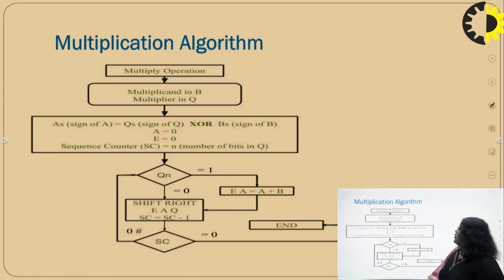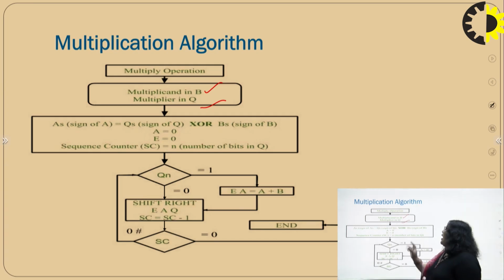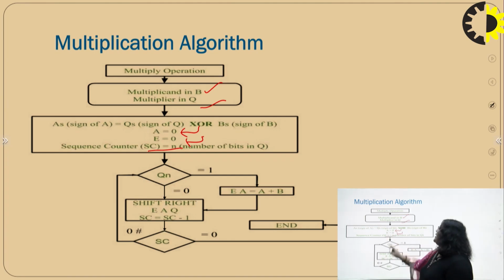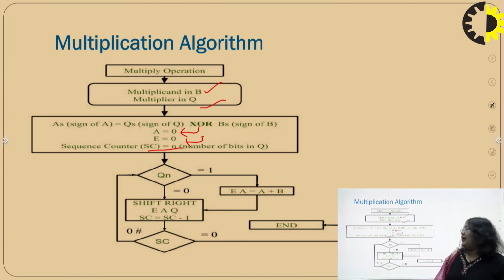Now, this is the flow chart. In the multiplication, there are two things, the multiplicand and the multiplier. So, we always say the multiplicand is in B and the multiplier is in Q. In the initial stage, the accumulator A is 0, E, the end around carry, is also 0, and the sequence counter is N.